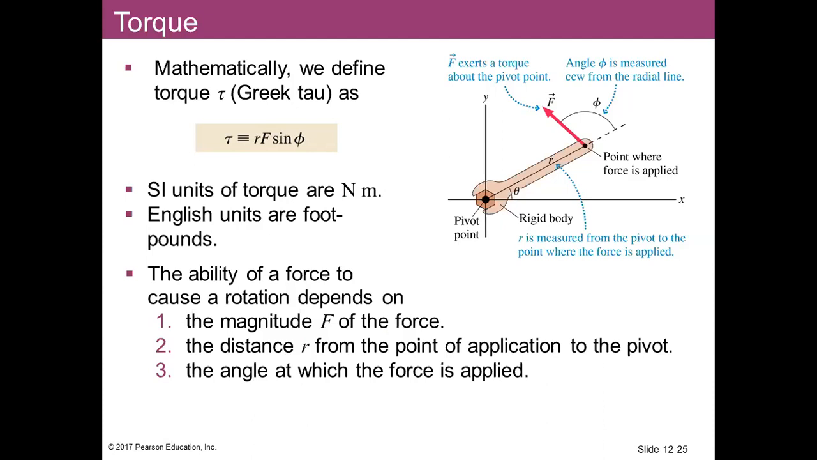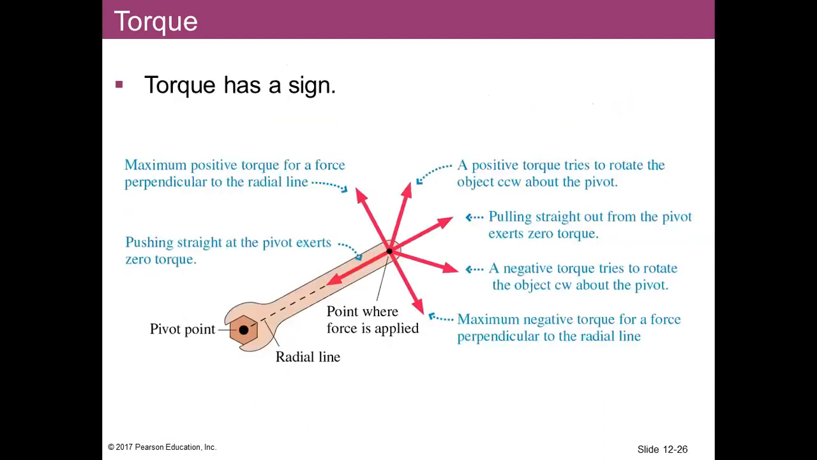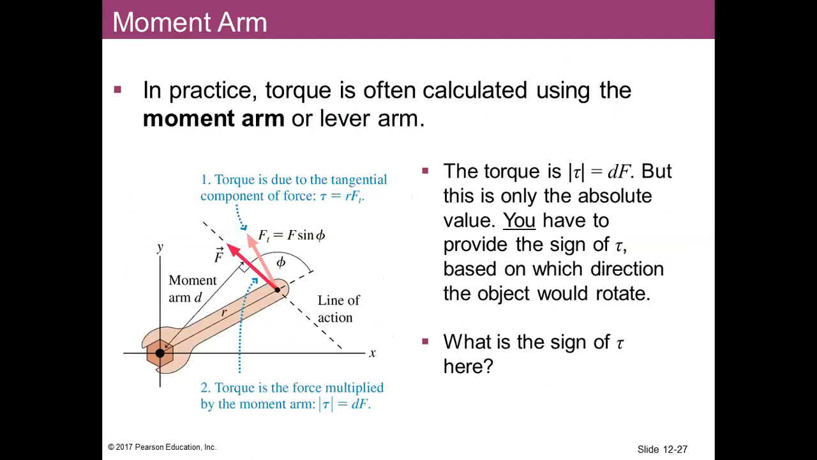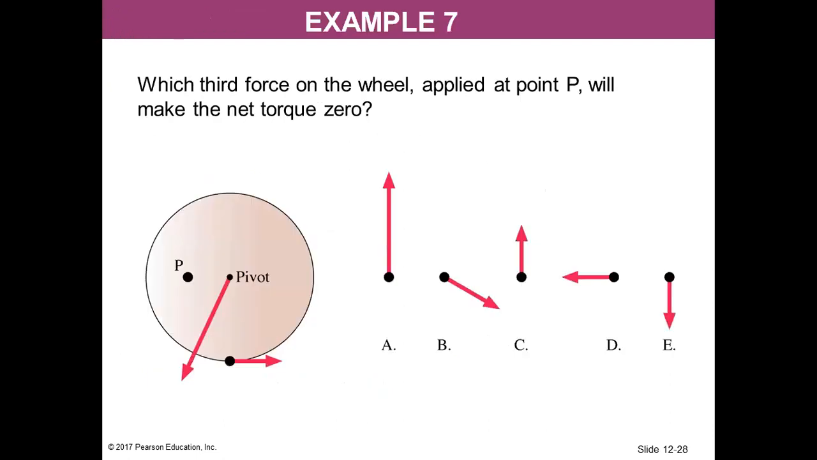The ability of a torque to cause a rotation depends on the magnitude F of the force, the distance R from the point of application to the pivot, and the angle at which the force is applied. So torque, of course, has a sign, positive for counterclockwise rotation and negative for clockwise rotation. So if you get a torque that is negative, then you just interpret the sign. So it will be clockwise.